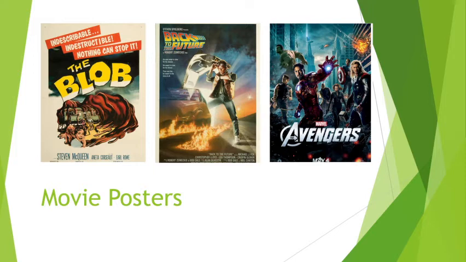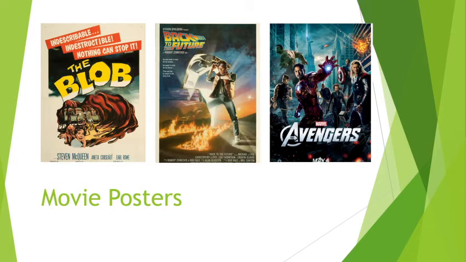You can see that the detail in them has also changed. Also, when you look at them, see how much information is on some of these. The Blob has actually a lot of information. It tells you who's in it: Steve McQueen and Anita Corsaut, and then it actually describes the movie, kind of, because it says indescribable, indestructible, nothing can stop it.